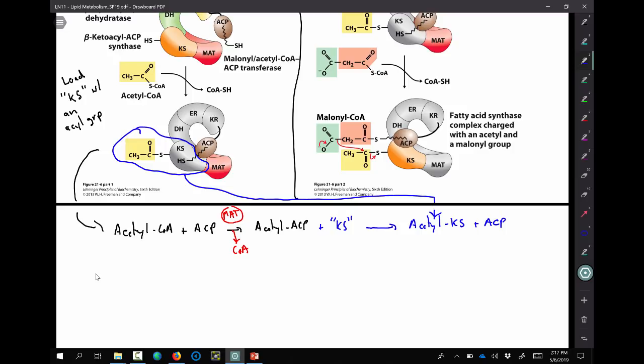Questions? Yes? This is eventually going to be a pretty hydrophobic molecule, so how is this happening? Okay, so the question is, this is going to eventually be a very hydrophobic molecule. How is this happening in the cytosolic environment? So I don't know exactly the answer to that, other than to say that the hydrophobic molecule is going to grow on a protein that can accommodate binding to that lipid, for sure.